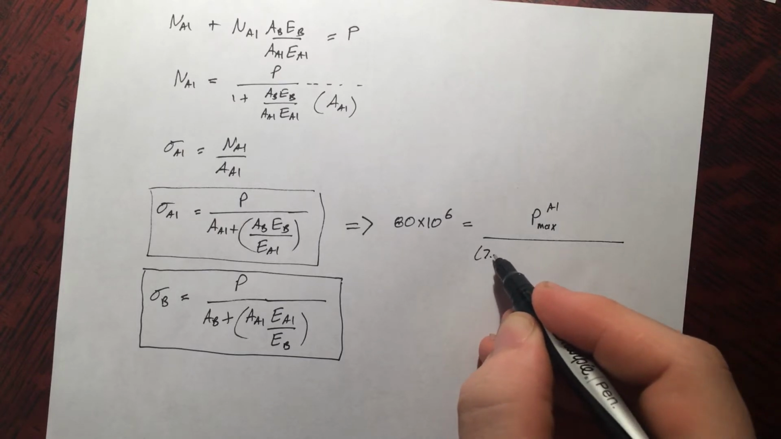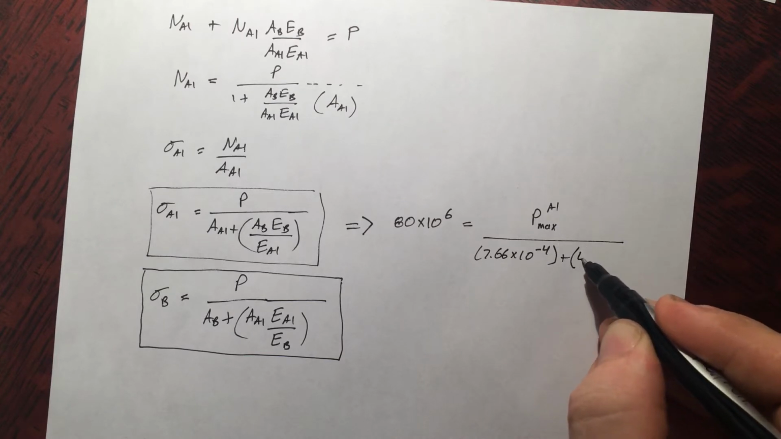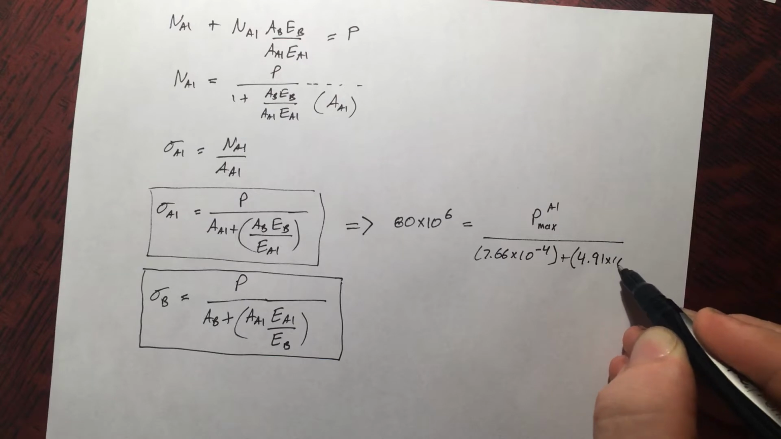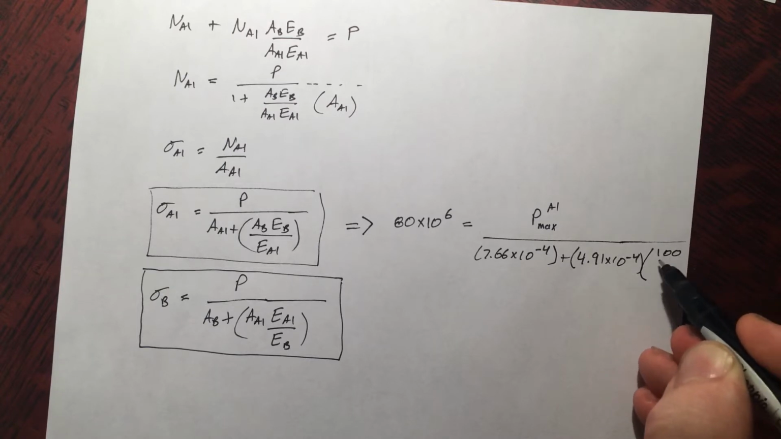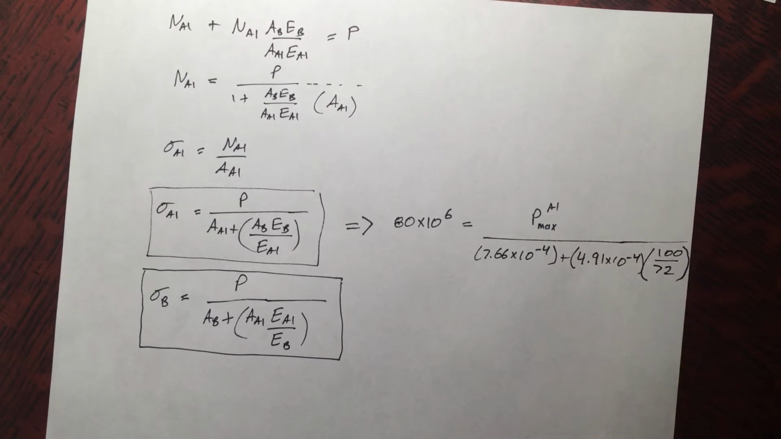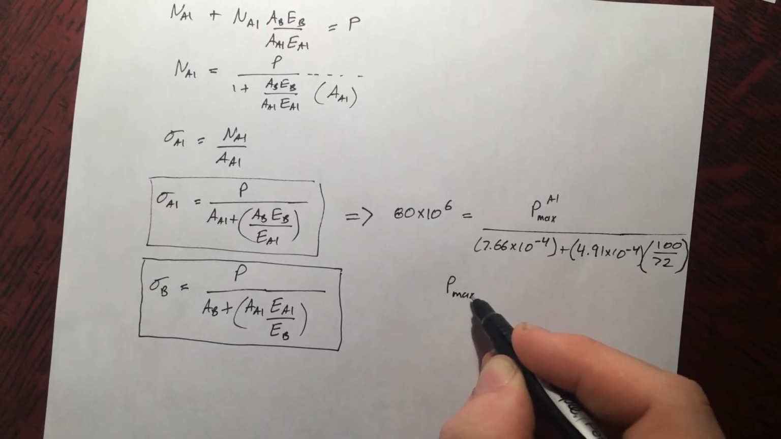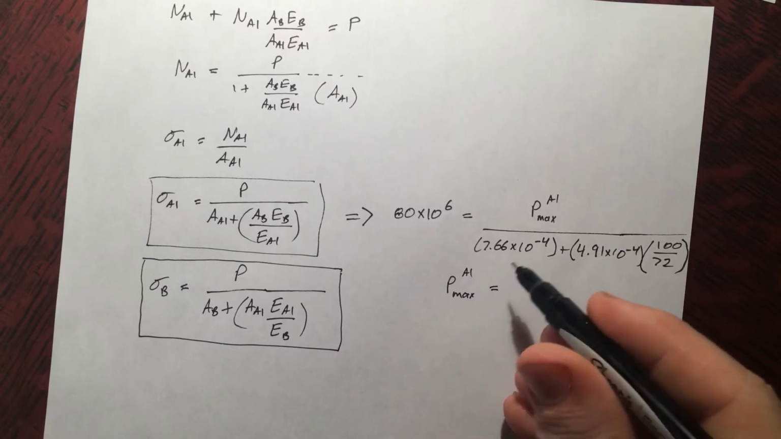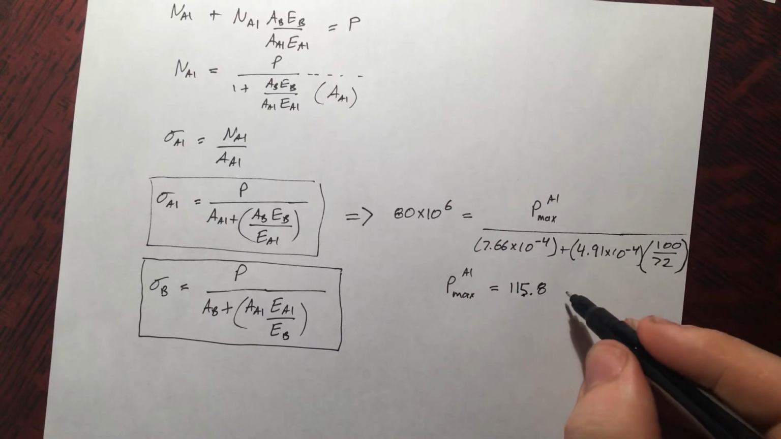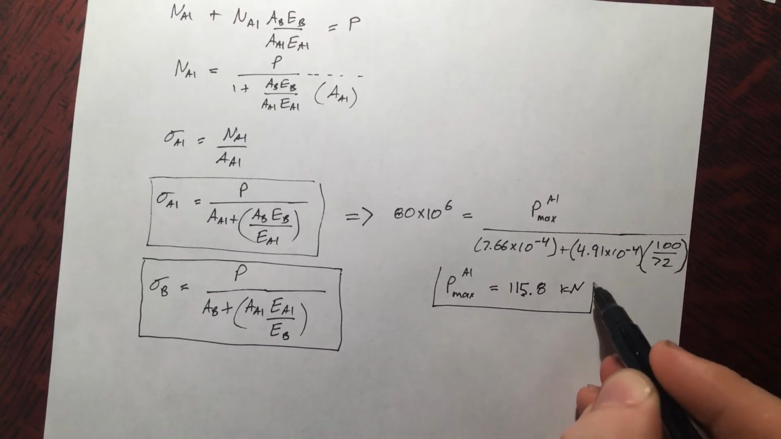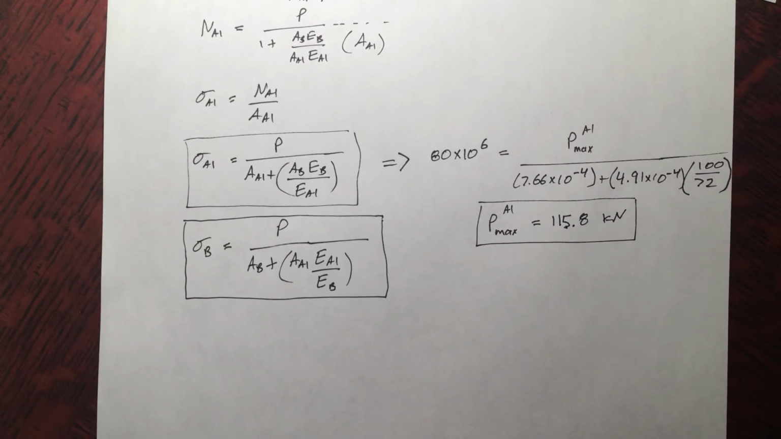All right, and then this turns out to be like this, plugging in area for the aluminum, area for the brass, the ratio of the E's. In this case, since it's a ratio, you don't need to put it in times 10 to the 9 because that's just going to cancel out anyway. And the Pmax, if there was only aluminum to worry about, is 115.8 kilonewtons. But this is not necessarily the maximum value of P, because this is the maximum value for P if we're only talking about aluminum.